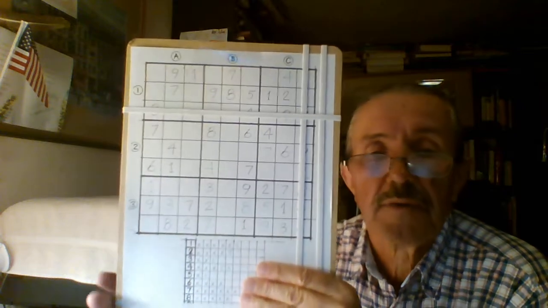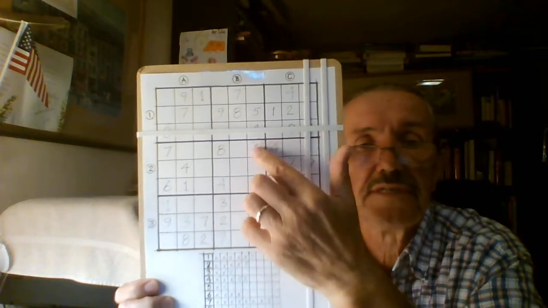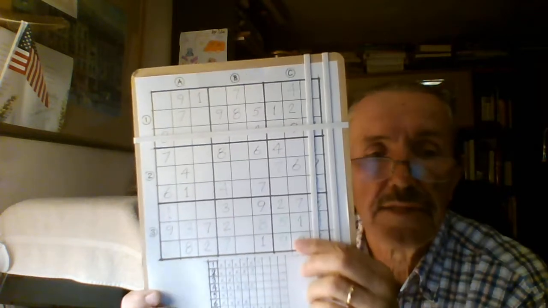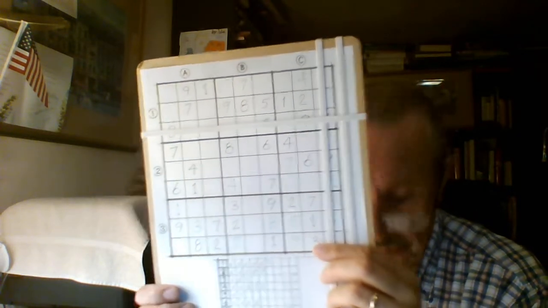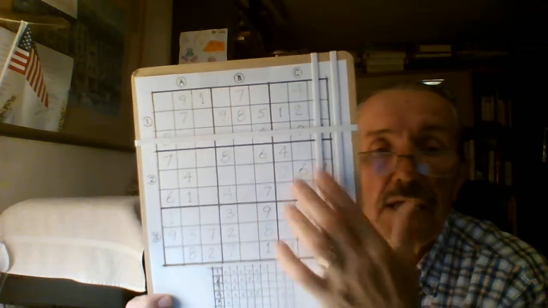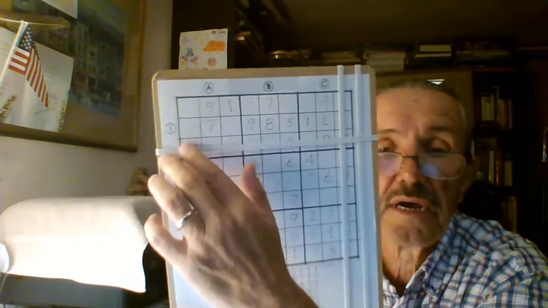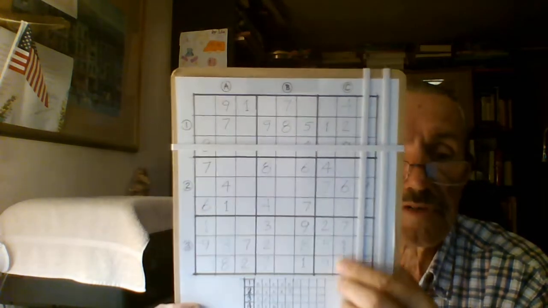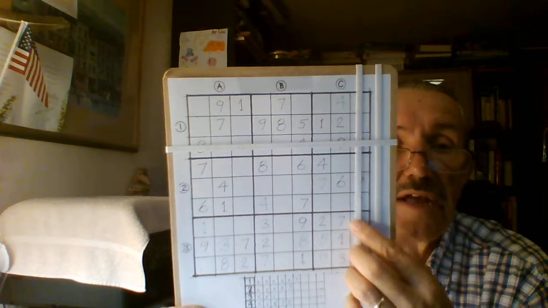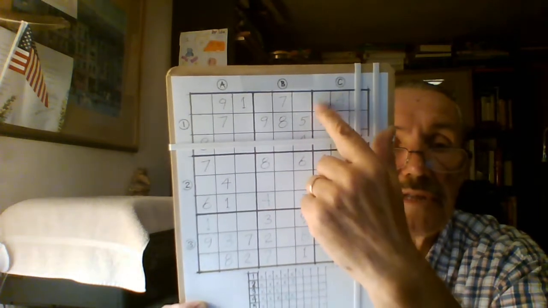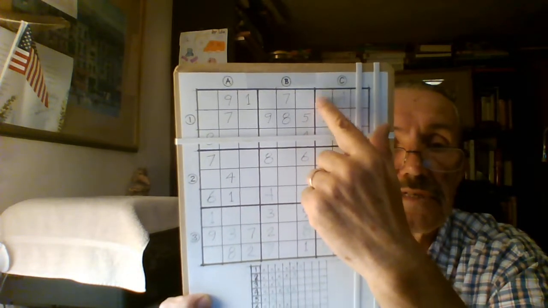Right now we are going to consider square C1 and we are looking for number 8. In this row number 8 already exists over there, and in this column 8 exists over there. There is one available space for number 8 in square C1 over there.